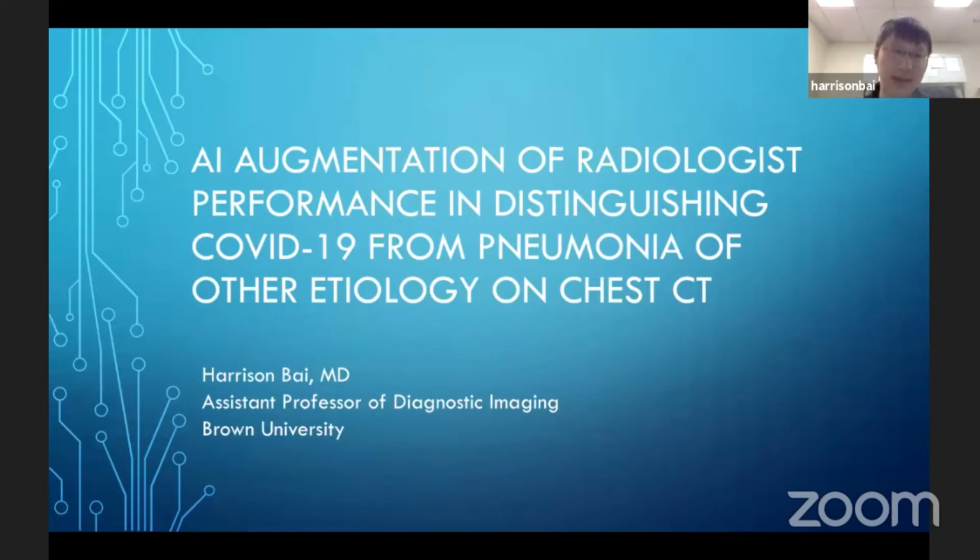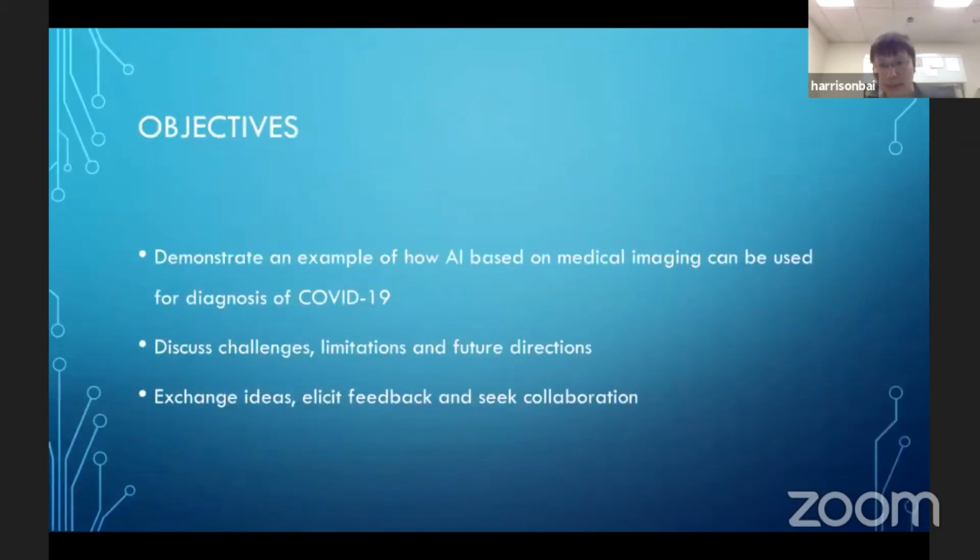So I'm Harrison Bai. I'm an assistant professor of diagnostic imaging from Brown University. I'm a radiologist. So today I'm going to talk about AI augmentation of radiologist performance in distinguishing COVID-19 from other pneumonia on chest CT. So the objective of my talk today is to demonstrate an example of how AI based on medical imaging can be used for diagnosis of COVID-19.